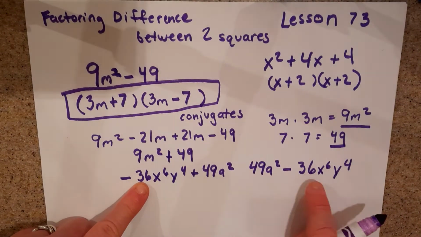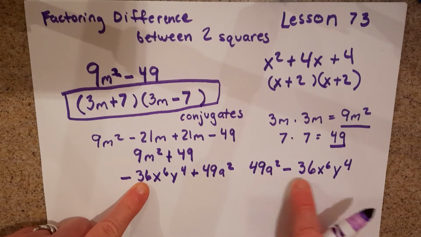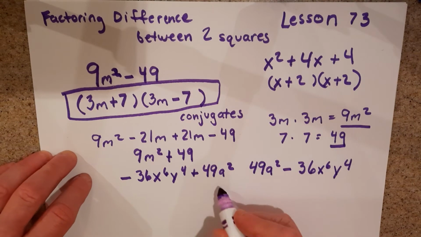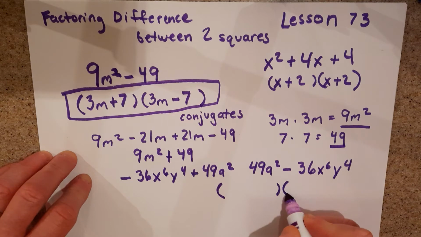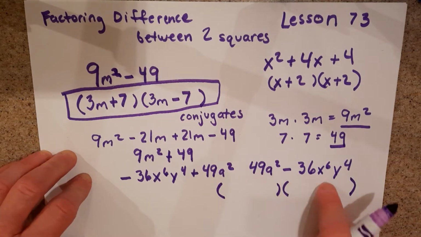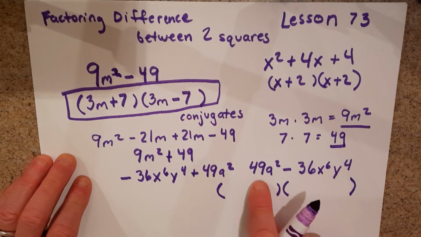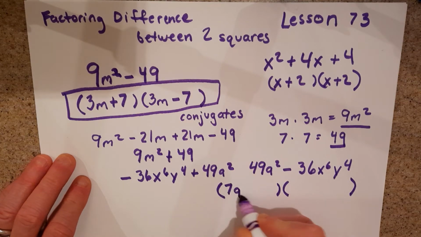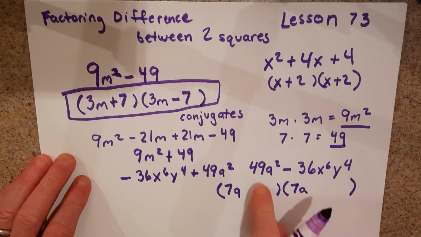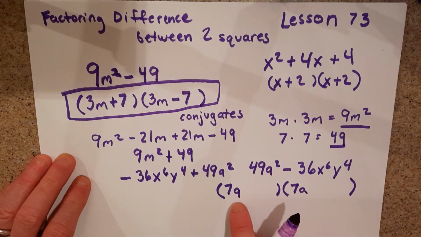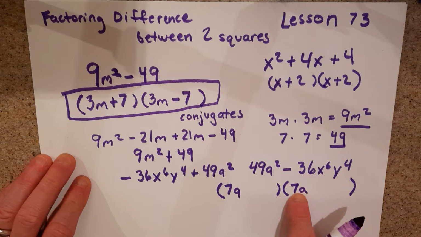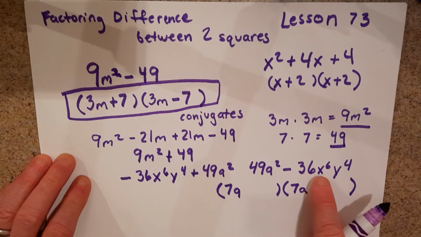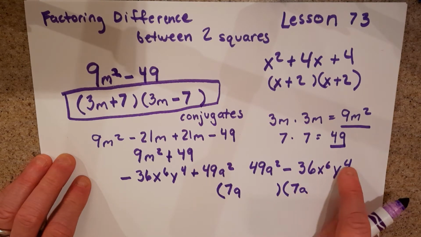Now we see that these are two perfect squares being subtracted from each other. So now we can just simply write the conjugates of the square roots of these. What I mean by that is we look at this first one, 49a squared. 7a times 7a equals 49a squared. That's a perfect square. So we write that in the first part of the parentheses. Now we look at this one, 36 x to the 6th, y to the 4th.